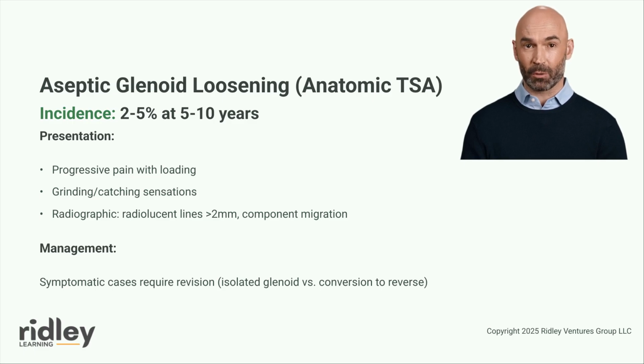Management of asymptomatic glenoid loosening detected on surveillance radiographs is controversial, with some surgeons advocating for close observation and others recommending preemptive revision before substantial bone loss occurs. For symptomatic loosening with significant pain or functional limitation, revision surgery is typically indicated, with options including isolated glenoid component revision if humeral component and soft tissues are well preserved, revision to alternative glenoid component designs such as metal-backed or augmented components to address bone deficiency, or conversion to reverse arthroplasty to eliminate glenoid component loading through medialization of the center of rotation.